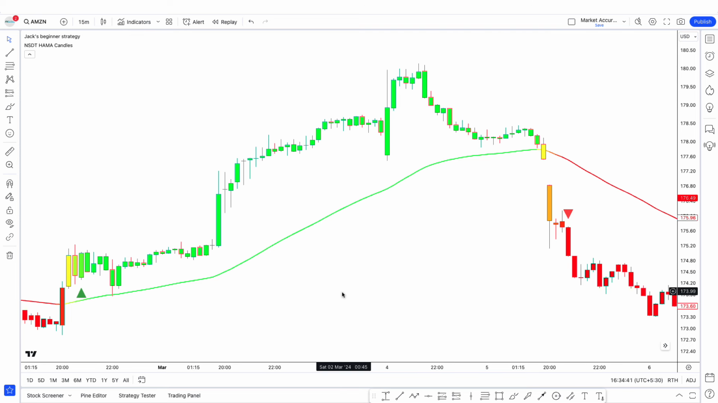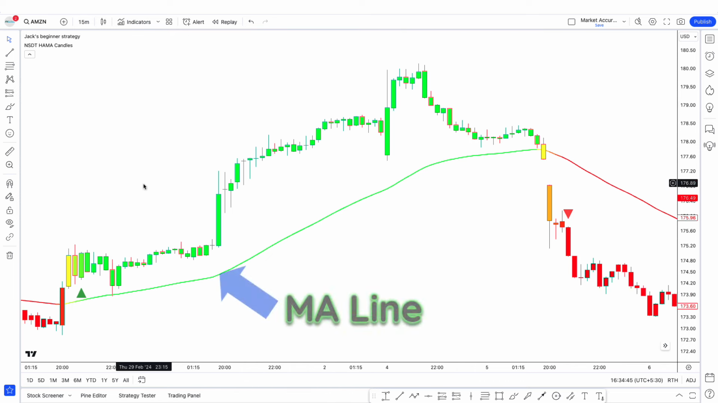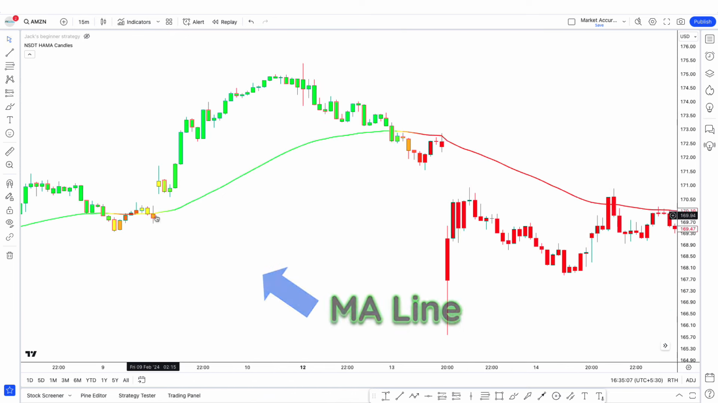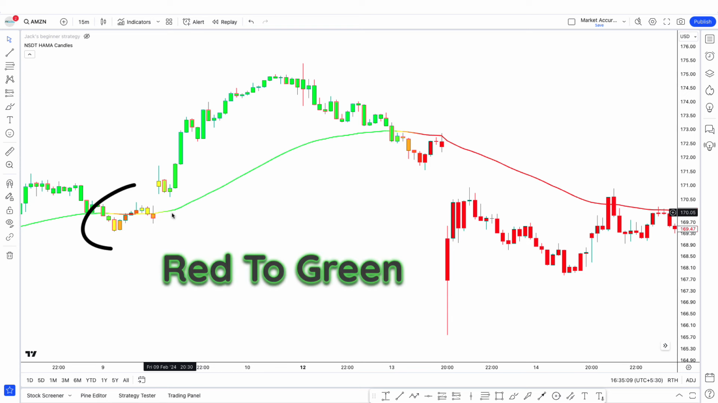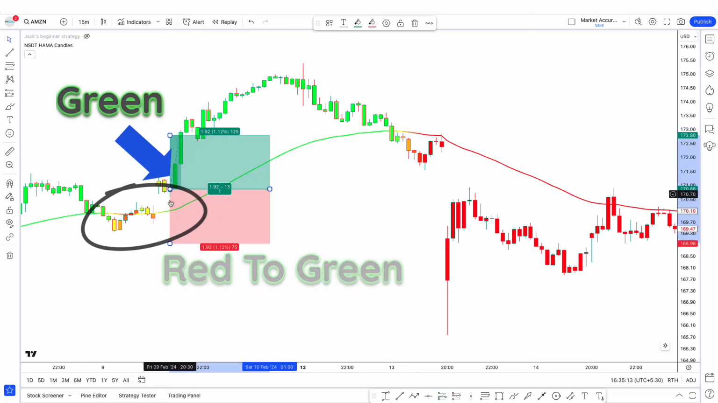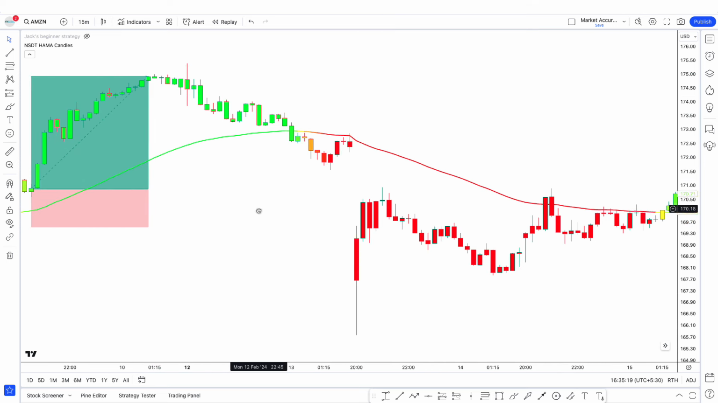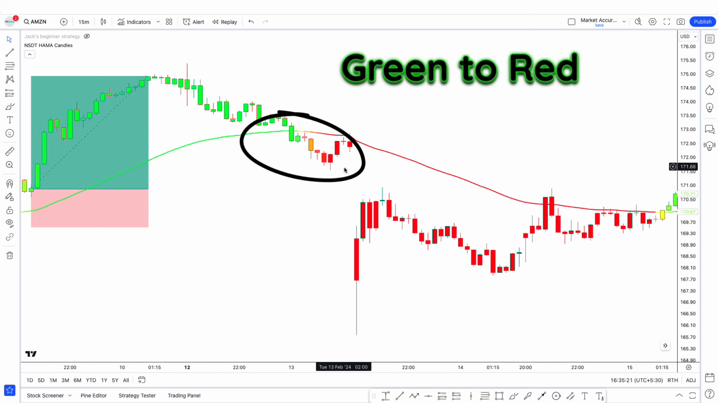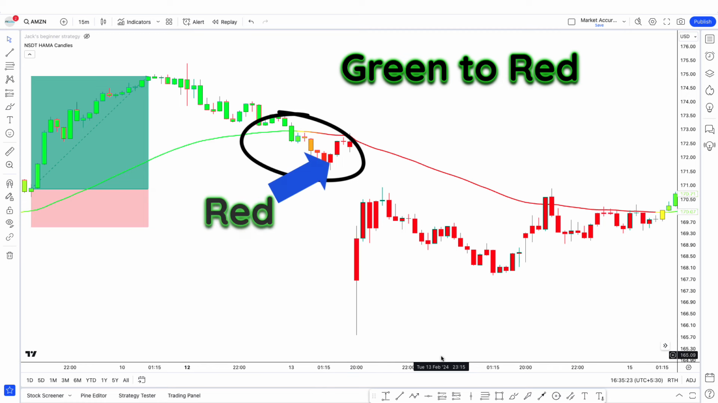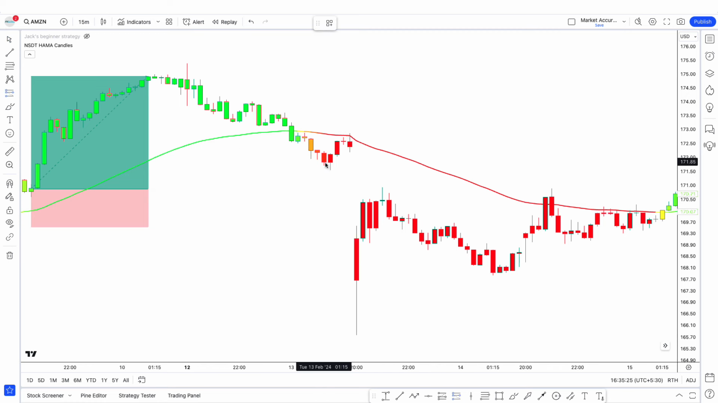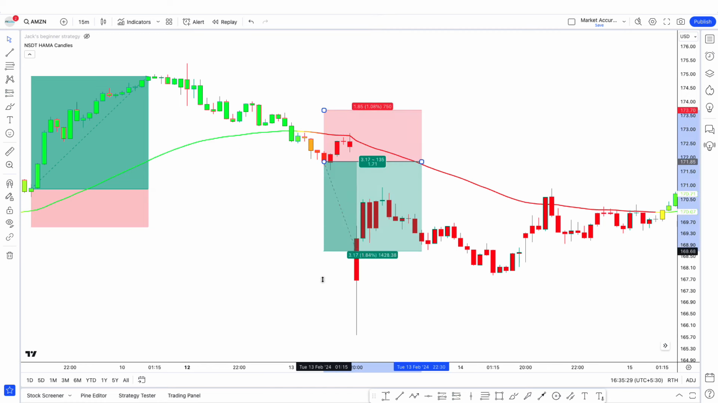Now here we will see how the NSDT Hama Candles indicator works. You can see this is the MA line. When the color of the MA line changes from red to green and the color of candles is also green, then you can see that the market price is going upward. Similarly, when the color of the MA line changes from green to red and the color of candles is also red, then you can see that the market price is going downwards.